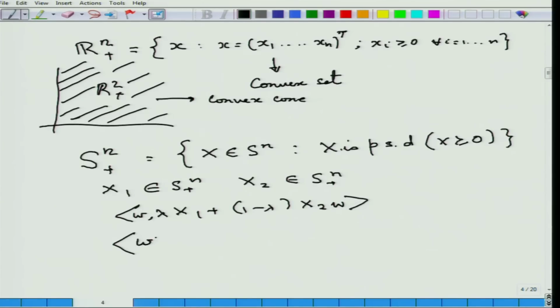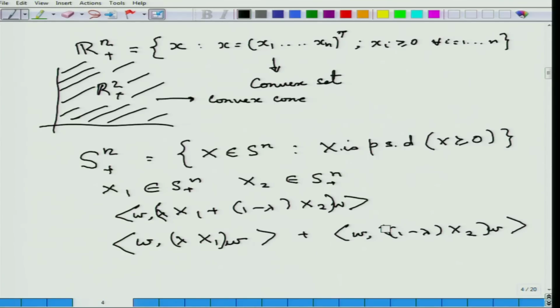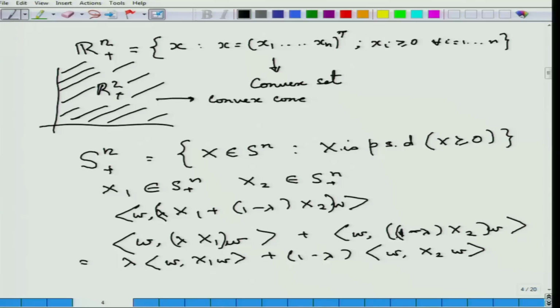You can write this as W, you must put a bracket to understand that this is a matrix operating on this W: W times lambda x1 into W, plus W times 1 minus lambda x2. So, if you look at this, this is nothing but lambda times this. Now, because both of these are in Sn plus, both of these are greater than or equal to 0 because W is any element in Rn.